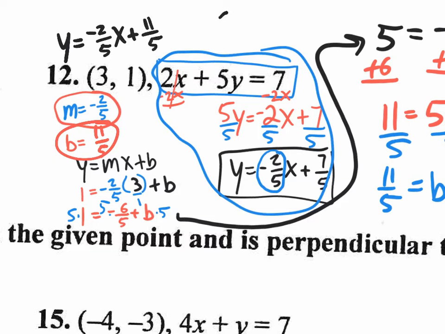11 over 5 could also be written as 2 1/5. Check the back, and you'll see that it should be the right answer. Is it? Yes. Good.